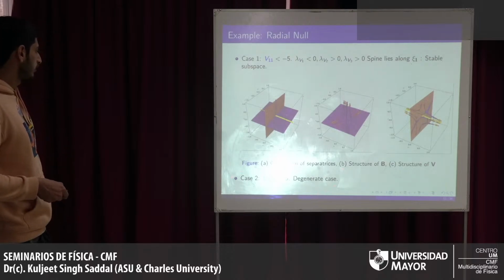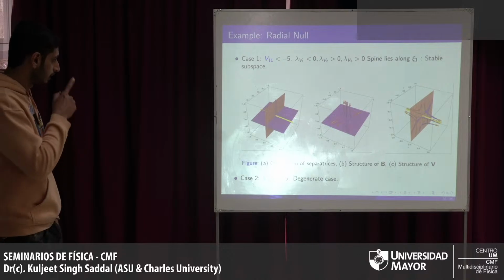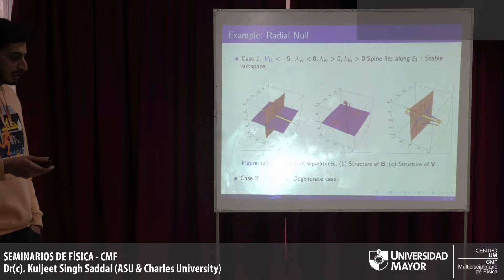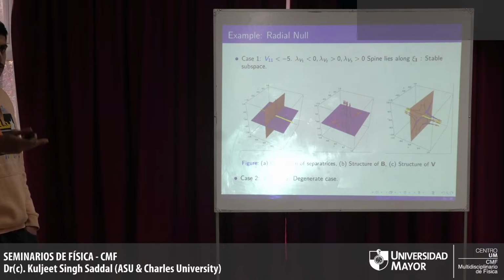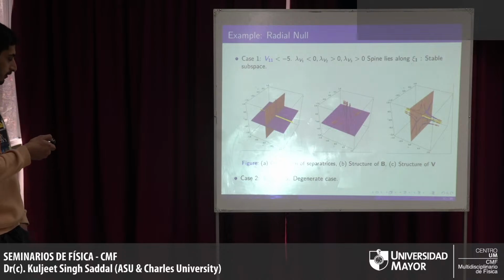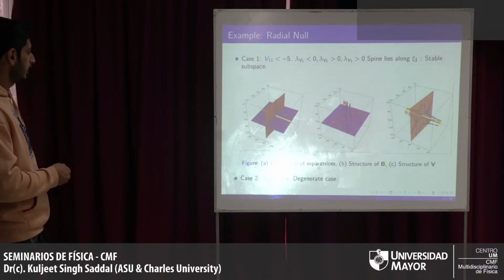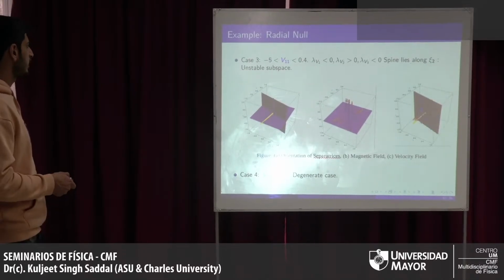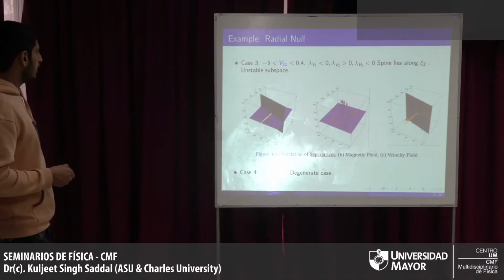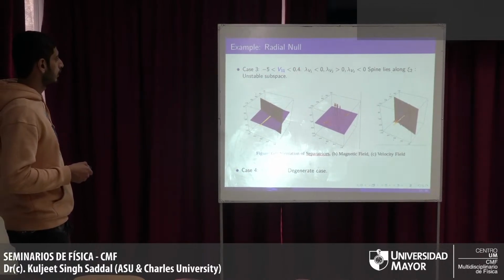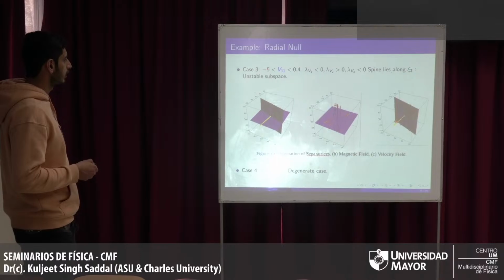Then case 2, we have degenerate cases. In this case, one of the eigenvalues, the third one, goes to 0. So the field lines look like parallel planes of x points. We have not plotted them here. Something interesting happens for -5 less than V11 less than 0.4. The degenerate case was when V11 is equal to -5.